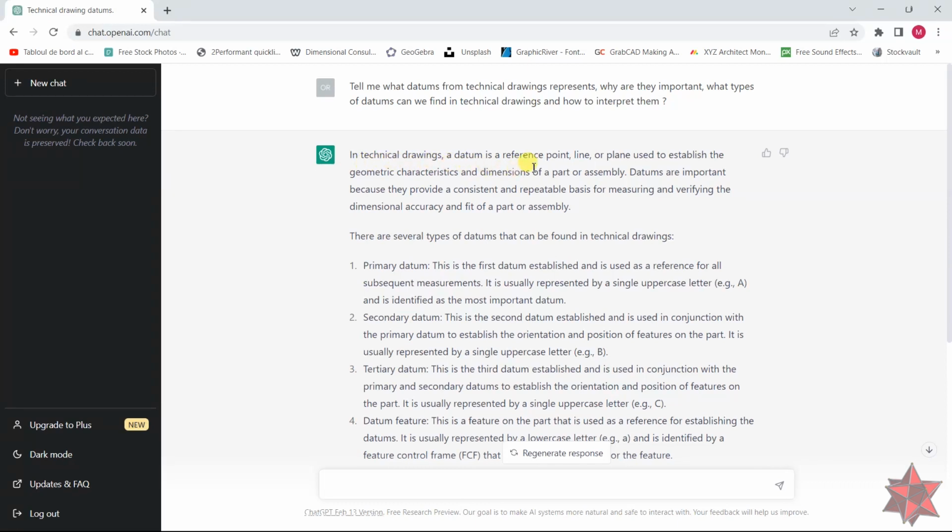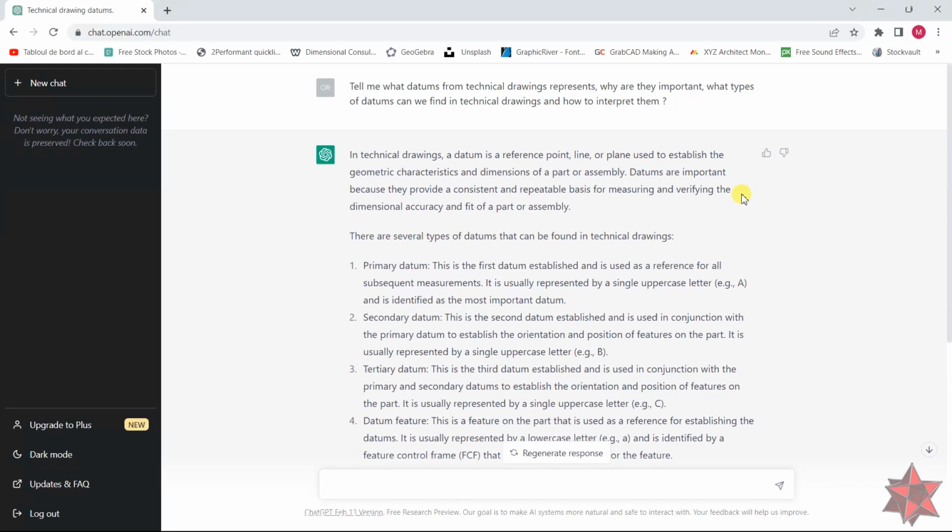In technical drawings, a datum is a reference point, line or plane used to establish the geometric characteristics and dimensions of a part or assembly. Okay, so this is a great way to define what a datum is. And if we look at ISO 5459 to see the definition of datums, we get something like: a datum is a theoretical exact reference. It is defined by a plane, a straight line, or a point, or a combination thereof. So in total, for the definition it gave and the interpretation, I give it an 8 out of 10.